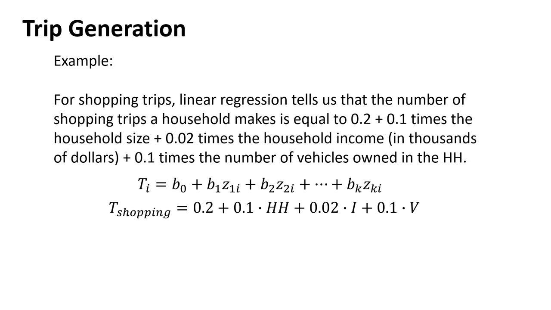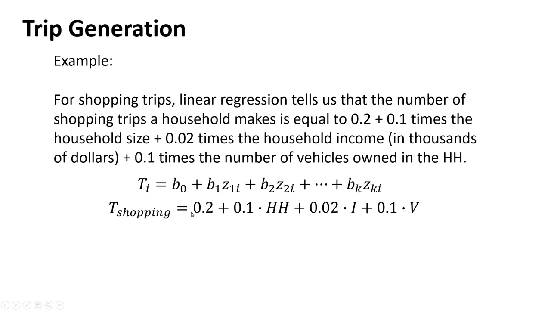Household size is how many people live there, plus 0.02 times the household income in thousands of dollars, plus 0.1 times the number of vehicles owned in that household. And we get an equation like this. So we take this as our general form of it, and we'd end up with our shopping. This is the number of shopping type trips made. This is different from going to work type trips. So this is shopping trips.